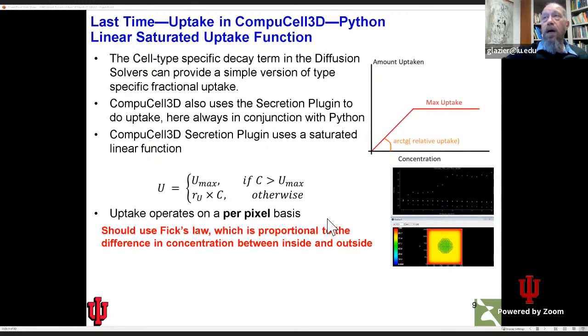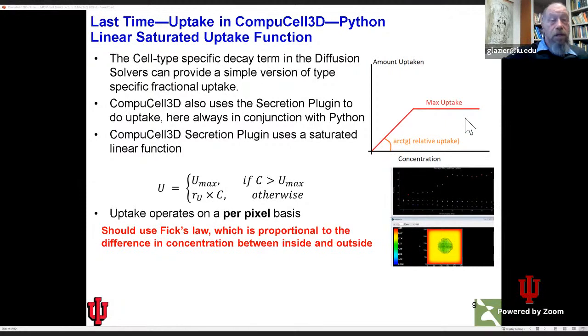Okay. Uptake, which we'll work on today, has a little bit more complexity to it. We can't, in general, take a constant amount out of the field because that runs the risk of making the field concentration go negative. So the default is that we take a fixed fraction of the available amount out with a maximum amount.